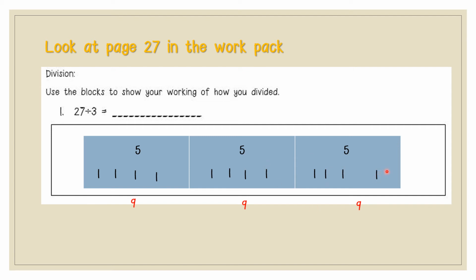So we know that we shared 27 equally. Now let's check. If we add 9 plus 9 plus 9 will equal to 27. Yes, it does. So 27 divided by 3 is equal to 9.